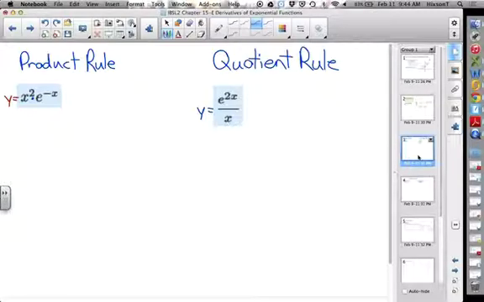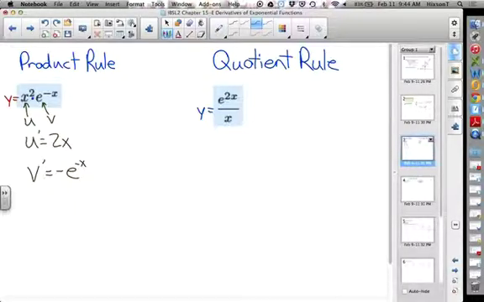So let's try this, all right? x squared is going to be u, so what's u prime? 2x. e to the negative x is v. So now we need to find v prime. v prime would be negative e to the negative x, times a negative 1. Good. So negative e to the negative x would be our derivative.